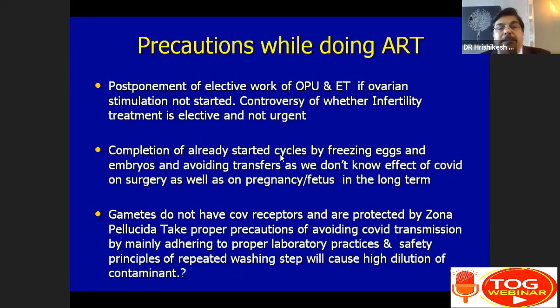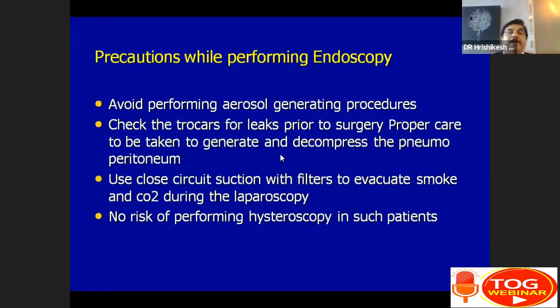Completion of already started cycles by freezing eggs or embryos and avoiding transfers, as we don't know the effect of COVID on pregnancy and the fetus in the long term. The gametes don't have ACE2 receptors, and they are protected by the zona pellucida. You need to take proper precautions to avoid COVID transmission by mainly adhering to proper laboratory practices. The most important laboratory practice is the repeated washing step, which causes high dilution. So if there is some theoretical contamination of the culture media with COVID, repeated dilution will minimize the viral load and there will be no transmission of the disease.